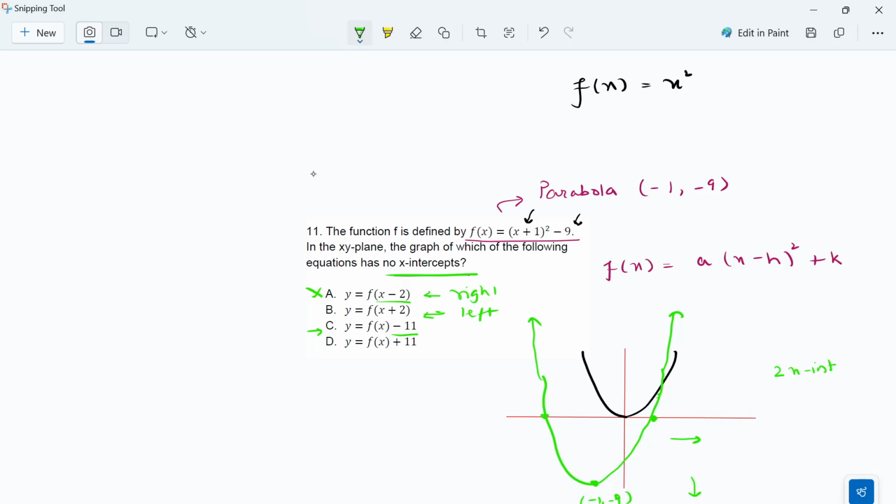The only way to make sure that the graph does not touch the x-axis is to shift it up by more than 9 units, because right now it is down by 9 units. To make sure that it does not touch the x-axis, you have to shift it up by more than 9 units. So that will be possible only in option D.